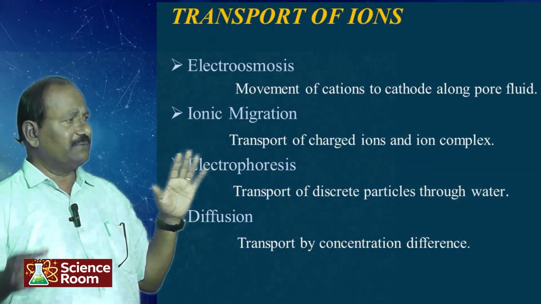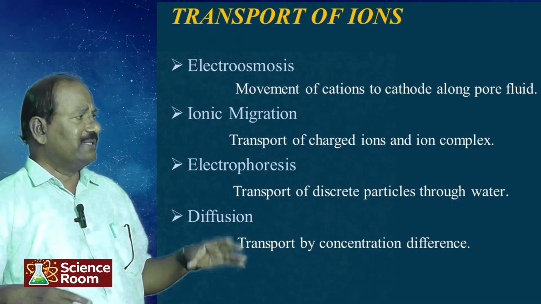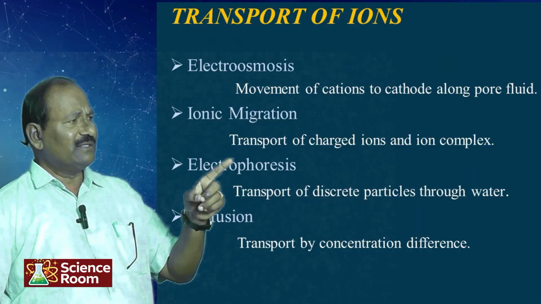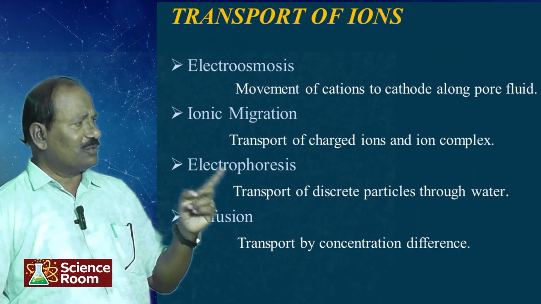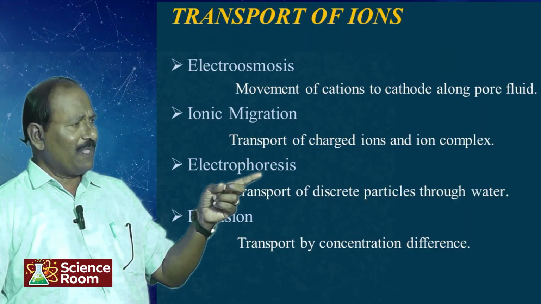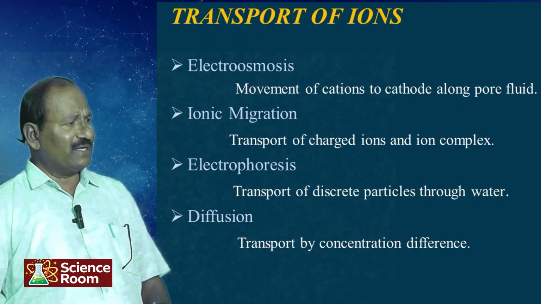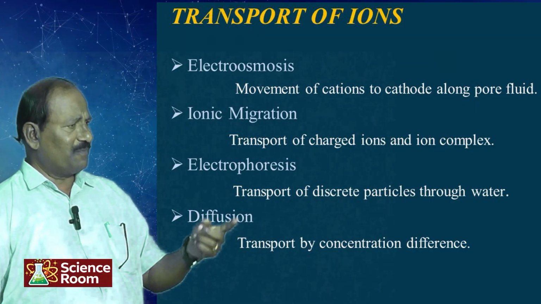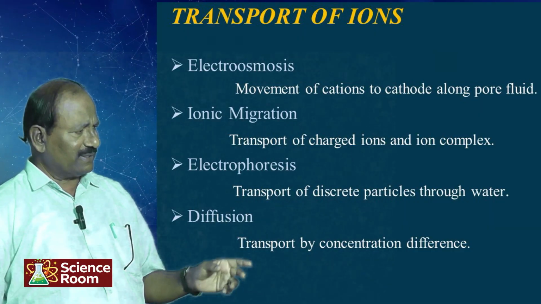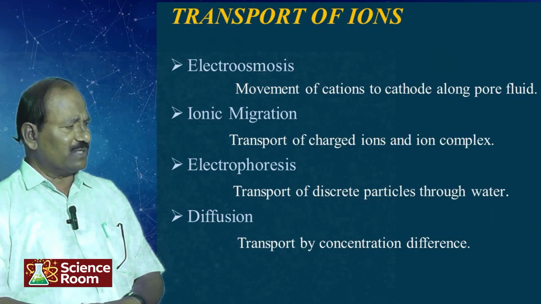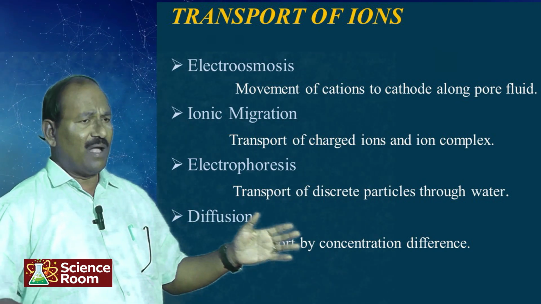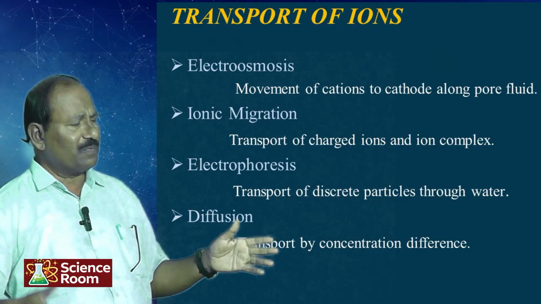Next, transportation within the concrete, within the soil, takes place by electro-osmosis, the movement of cations to the cathode through pore fluids. Then ionic migration, which is the transport of charged ions to the other electrode. The third one is transport of discrete particles through water. And the last one is diffusion, which is because of concentration difference. These are the mechanisms of ion transport from one place to another.